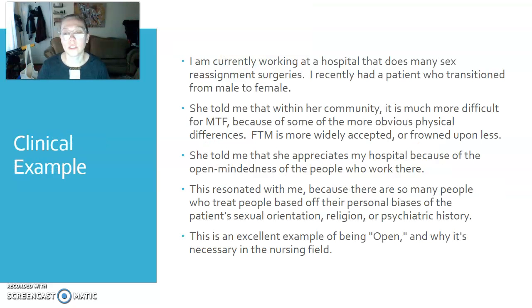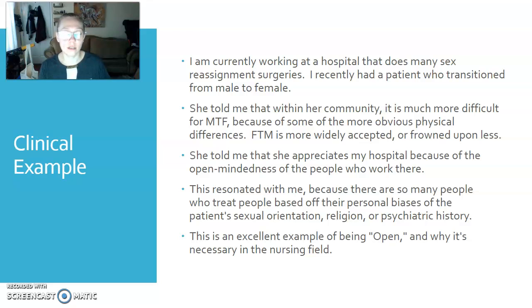So the hospital that I currently work at does a lot of sex reassignment surgeries, and I actually had a patient who transitioned from male to female. And she told me that in her community, it's actually a little bit more difficult for male to female because there are some obvious physical differences, maybe broader chins, broader shoulders. Sometimes, even though there are therapies to help with all of this, a deeper voice, etc. And she told me that she really appreciates my hospital because of the open-mindedness of the people who work there.